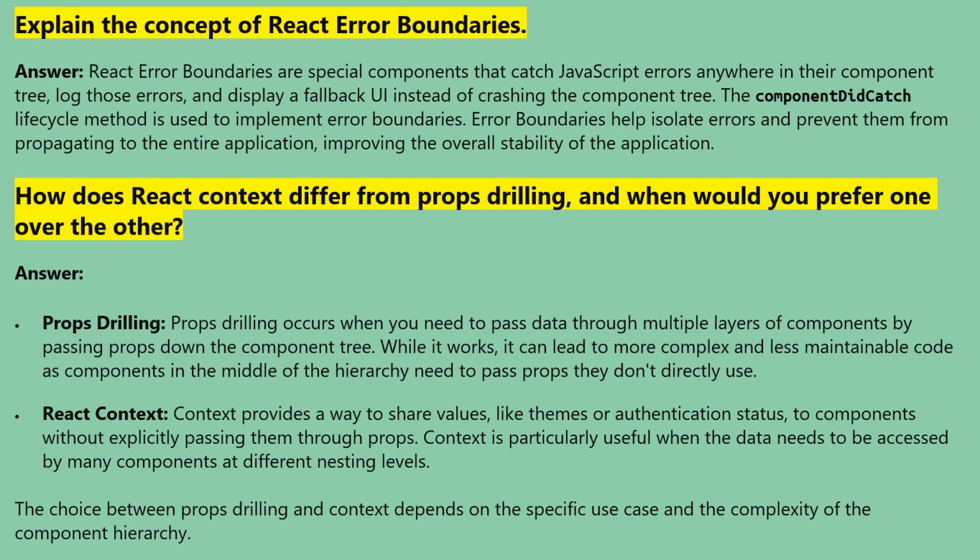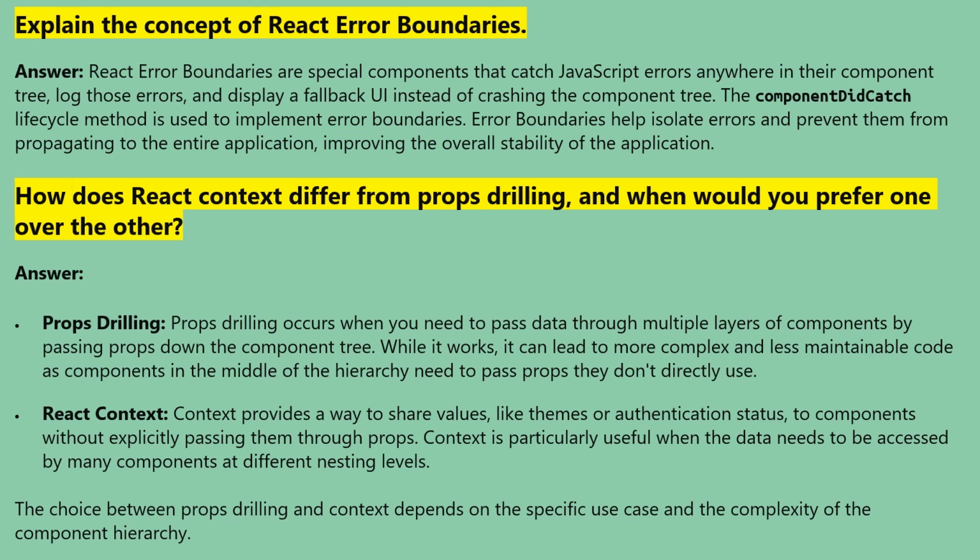application. How does React context differ from props drilling, and when would you prefer one over the other? Answer: props drilling. Props drilling occurs when you need to pass data through multiple layers of components by passing props down the component tree. While it works, it can lead to more complex and less maintainable code as components in the middle of the hierarchy need to pass props they don't directly use.